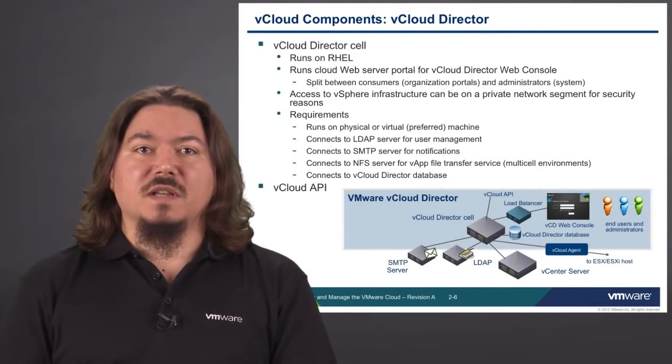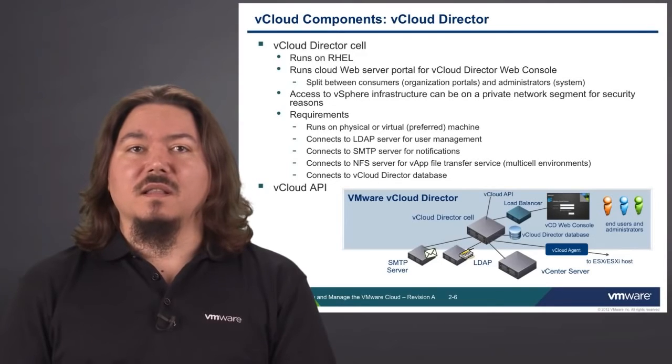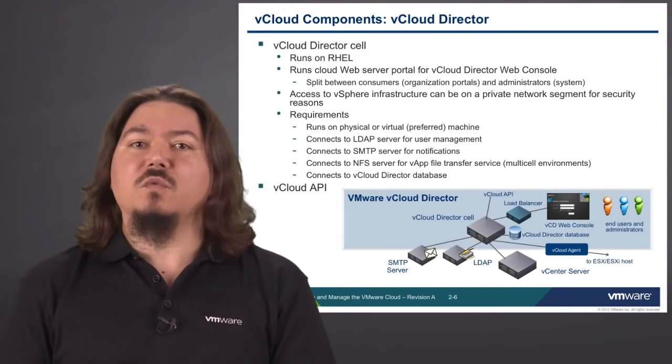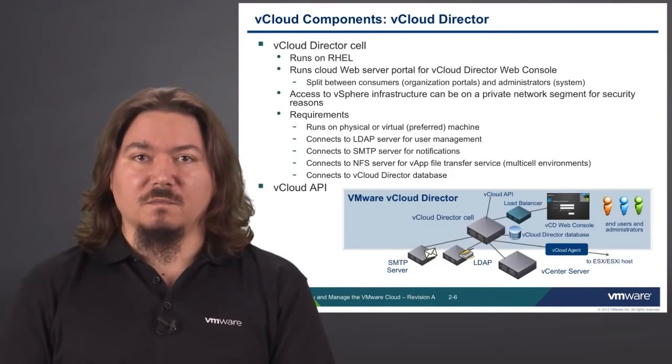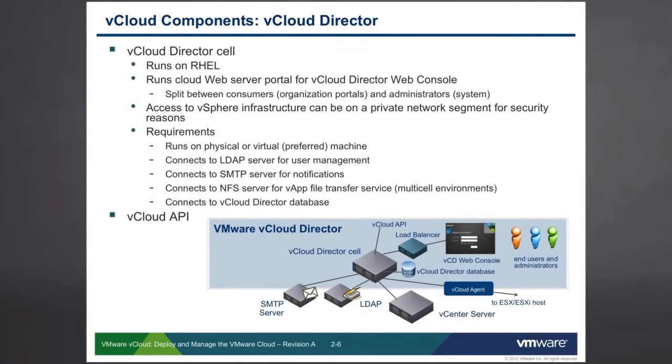With vCloud Director and my vCloud Director cells, I'm looking at a Linux virtual machine on which I'm going to install the vCloud Director software. The vCloud Director software is made up of a couple of different pieces, one being a web server that provides a portal for my administrators and my cloud consumers. I also can talk to my LDAP services, my SMTP services, and will in turn talk to my vCenter services to manage those resources. It also includes my vCloud APIs to provide for customization and automation of my environment.